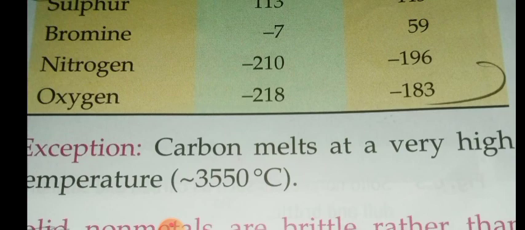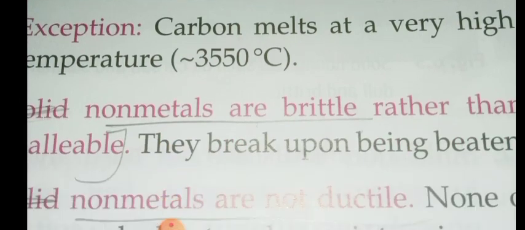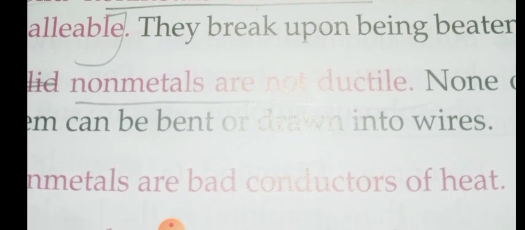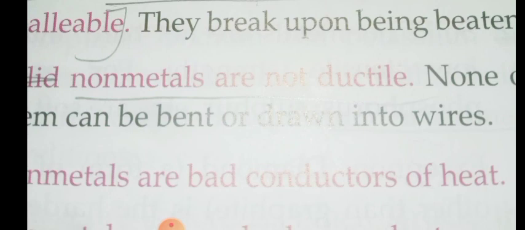Non-metals are brittle rather than malleable. You can't spread them into thin sheets. They will break up easily. And non-metals are not ductile, that is, you can't convert them into thin wires. Also, non-metals are bad conductors of heat and electricity. But the exceptional case is graphite, which is a good conductor of electricity. Okay, children.